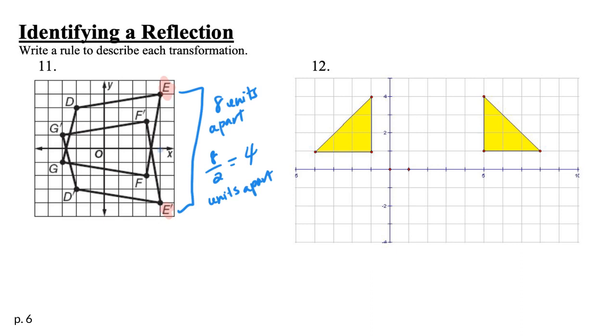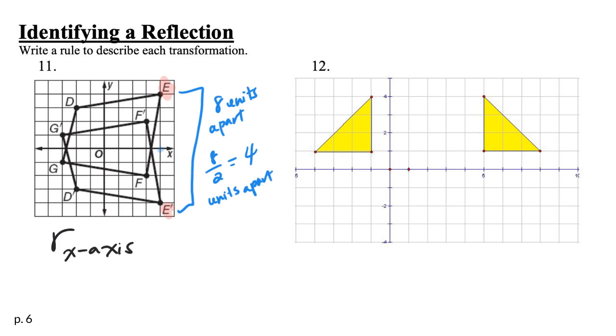Well, I noticed something, right? That this point is actually on the x-axis. And so I can say with a good amount of confidence that my reflection line, my central line, is going to be the x-axis. So the way that I would write this is that I am reflecting R over the x-axis.